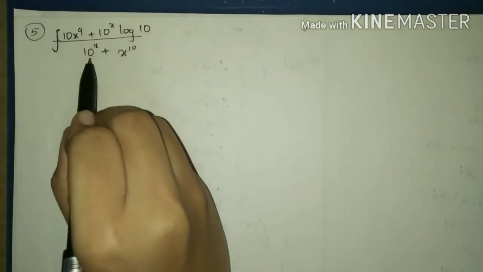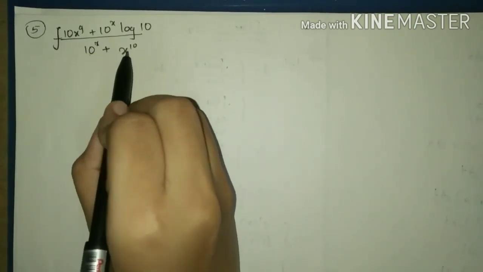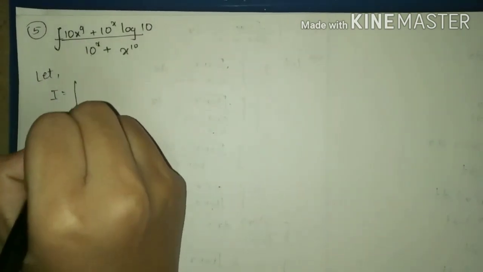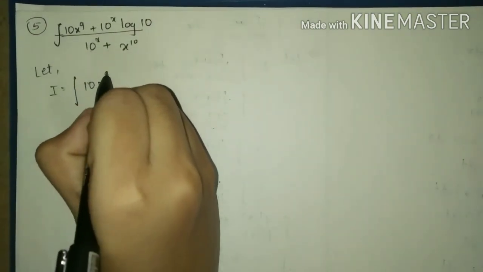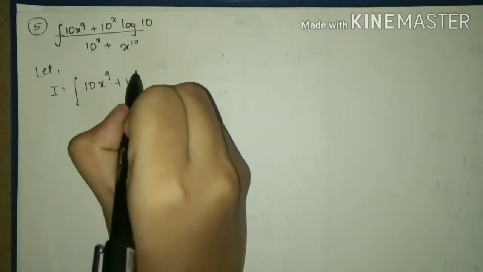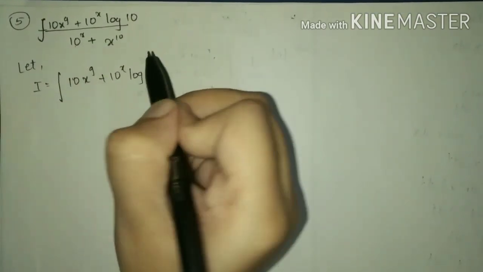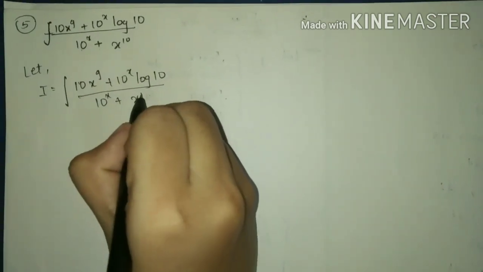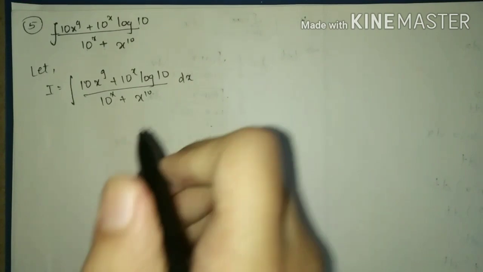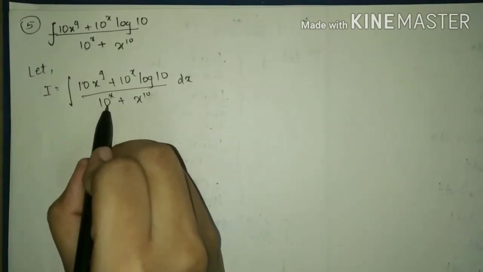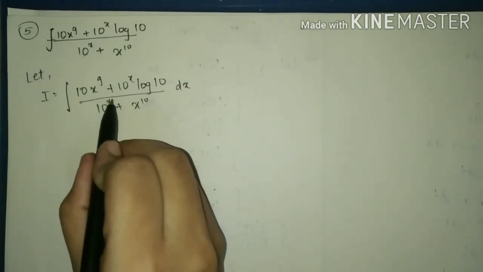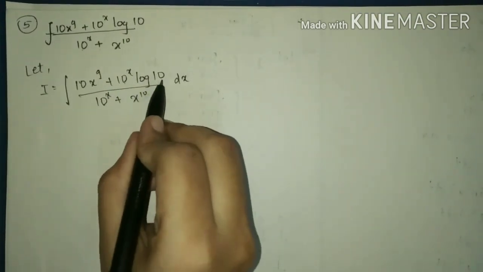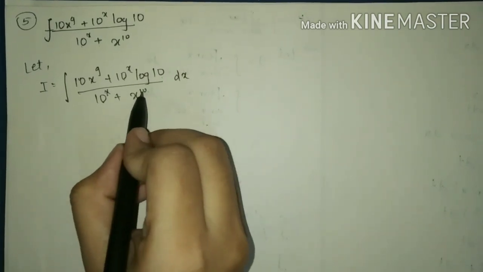See, this is 10 raised to x plus x raised to 10. So let's begin. Let I equal to integration of 10 into x raised to 9 plus 10 raised to x into log 10 upon 10 raised to x plus x raised to 10 dx. If you see, the derivative of a raised to x is a raised to x log a. So 10 raised to x gives 10 raised to x log 10, and x raised to 10 gives 10 x raised to 9.